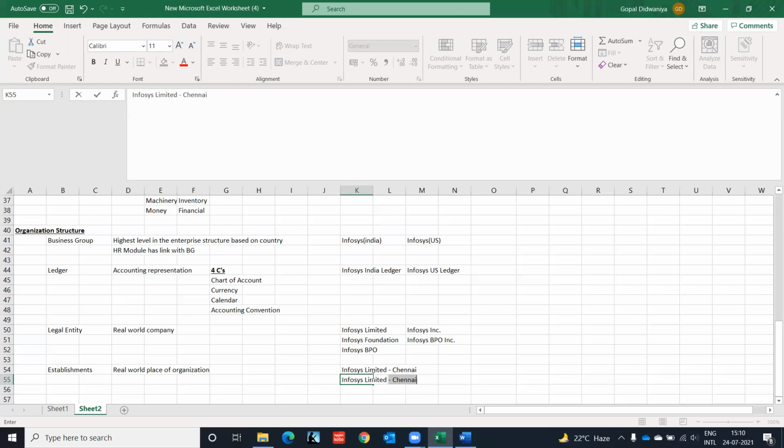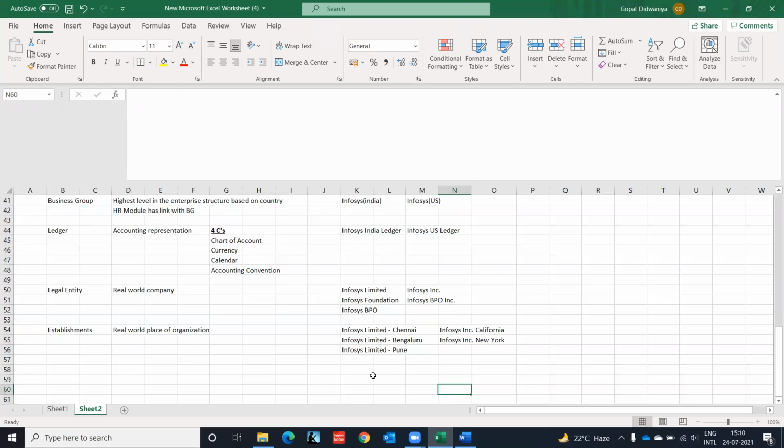Infosys Limited, Bangalore. Infosys Limited, Pune, and likewise it goes on. In case of US ledger, there is Infosys, California, Infosys, etc. Likewise, it will go on for establishments. Then we come on to operating unit.